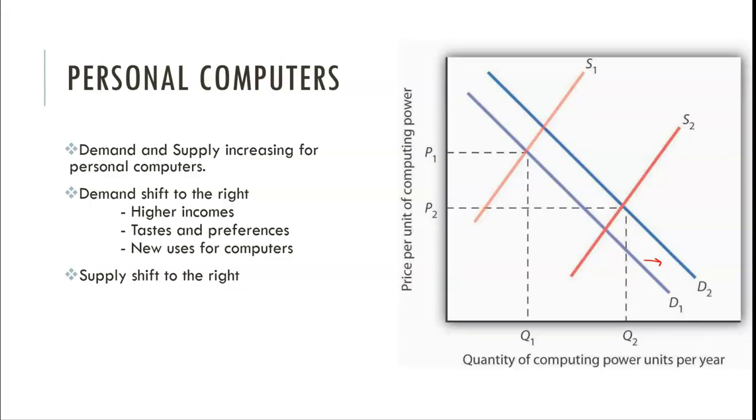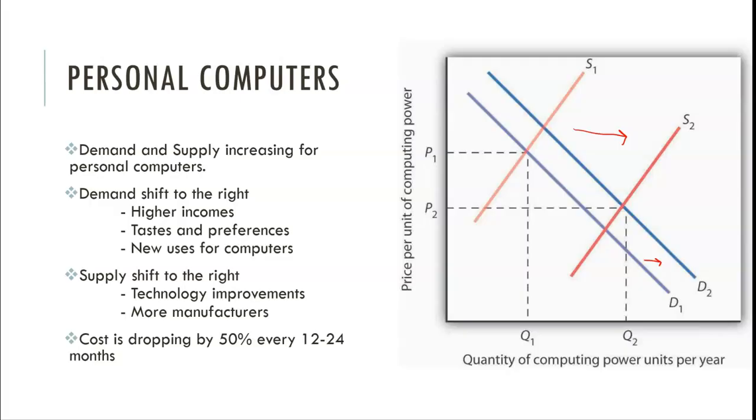The supply is also shifting to the right. So we're seeing an increase in the supply of computers as well. Partly this is due to technology improvements. Companies have figured out how to produce it better, how to produce it faster, how to produce it smaller. There's also a lot more manufacturers. Many more companies have seen that there's profit available in this market, and so they've entered the market as new suppliers, shifting that supply curve to the right.